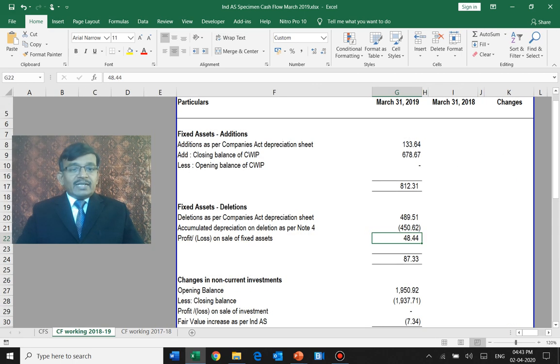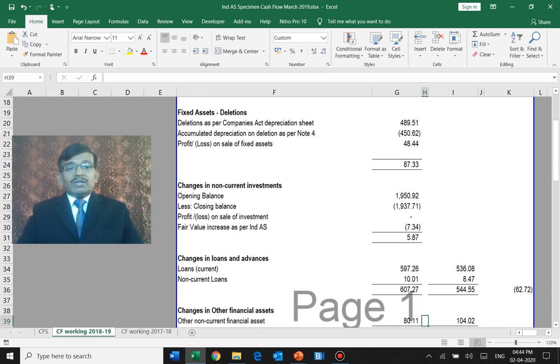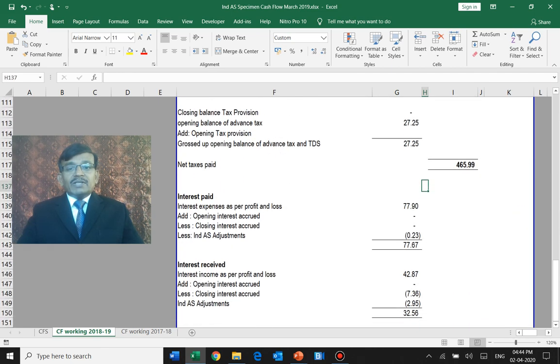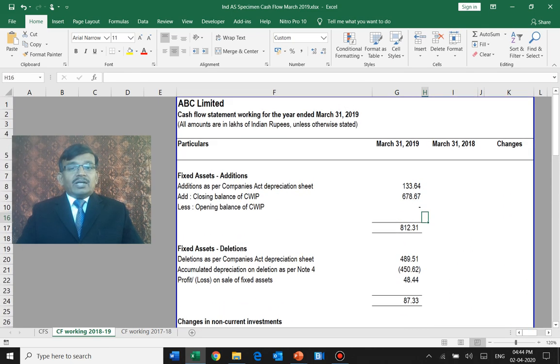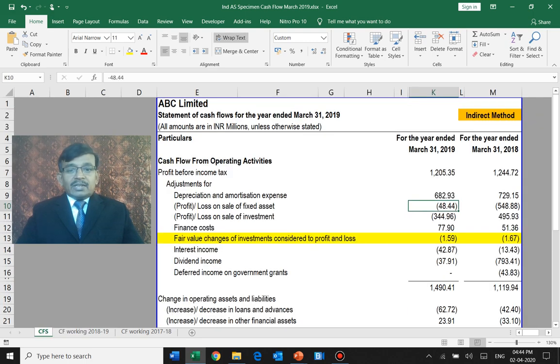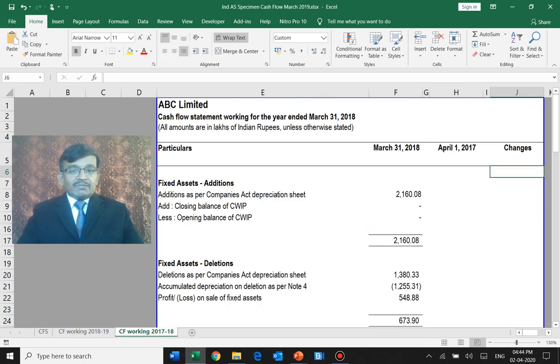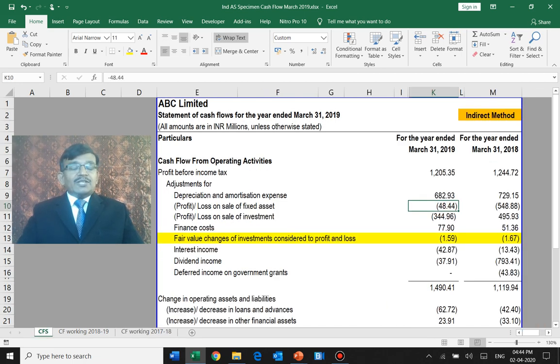So what is the advantage of using the current year number, previous year number, and the change? This will help us ensure how the numbers are taken from the financial statement to the cash flow statement. The second is that reconciling the numbers is also easier when there are a lot of non-cash adjustments to be made. Similarly, for the previous year also we have done the cash flow working. So I strongly encourage people to have a standard template of cash flow working forming part of the financial statement.